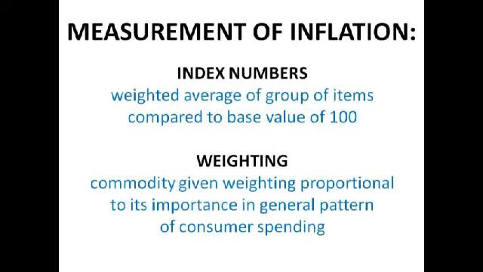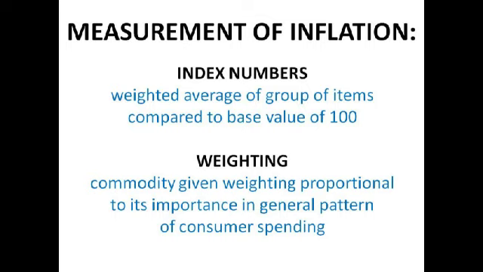We measure inflation using index numbers, which is a weighted average of a group of items compared to a given base value of 100. This basket of items, what we tend to call a basket of items, contains things that typical households might buy, like bananas or a football, and you can look at it throughout the years and you can see how much things have gone up in price.